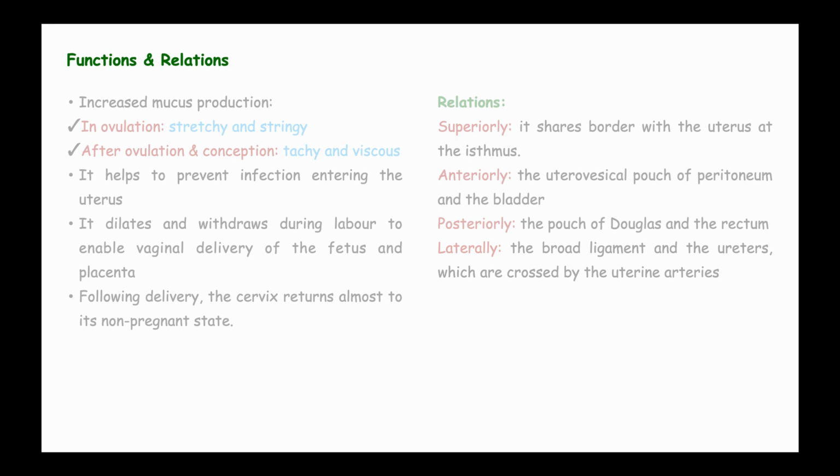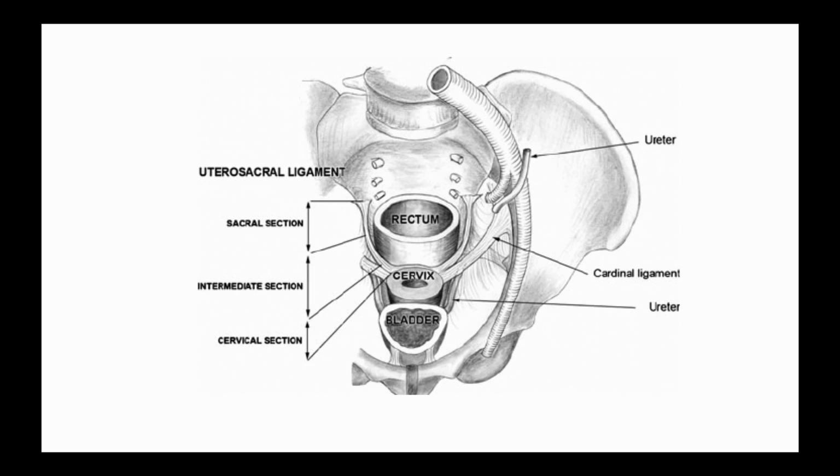And so when we look at this diagram, I think, yes, I have a diagram over here. In this diagram, anteriorly we have the bladder over here. So as you can see, anteriorly the cervix relates to the uterovesical pouch of peritoneum as well as the bladder. And so this is the bladder that we can find over here at the front of the cervix. Then we also find that posteriorly we have the pouch of Douglas and the rectum. So this is the rectum, and this is the back side of the cervix.